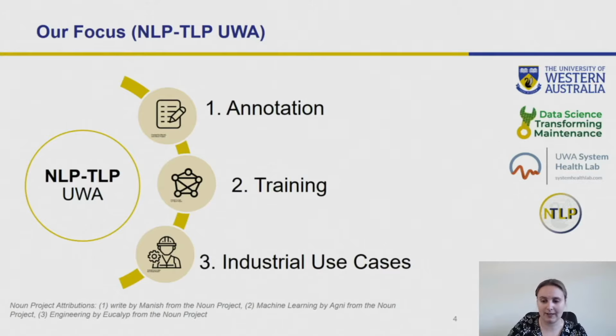Ongoing work in the NLP-TLP group falls into three main areas. The first area is in annotating our work order data, ready to be used in NLP applications. The second area involves using these annotations to train NLP models that can tag large amounts of data automatically. Finally, the third area is focused on applying tagged work order data to real industrial use cases. One such use case is maintenance strategy validation.